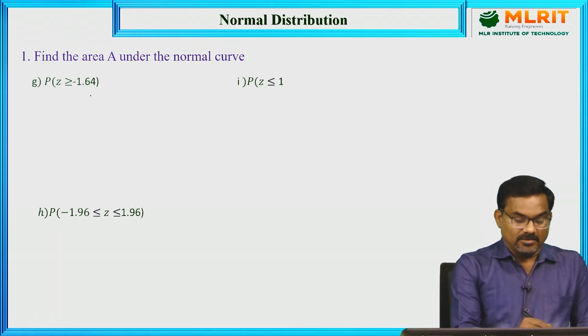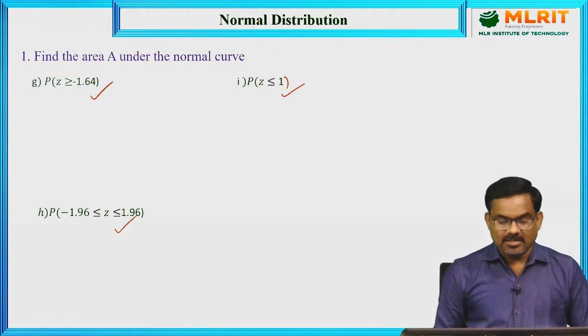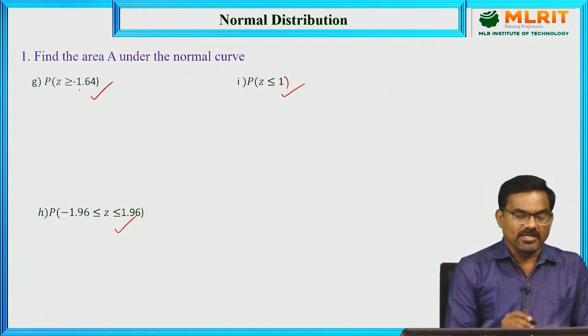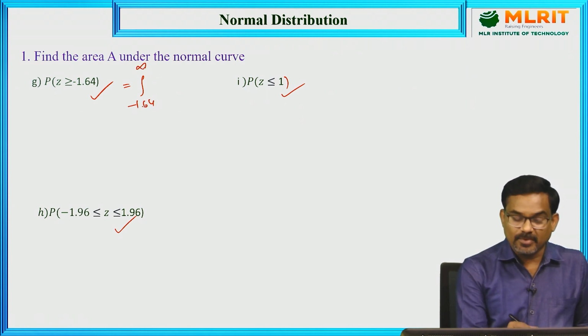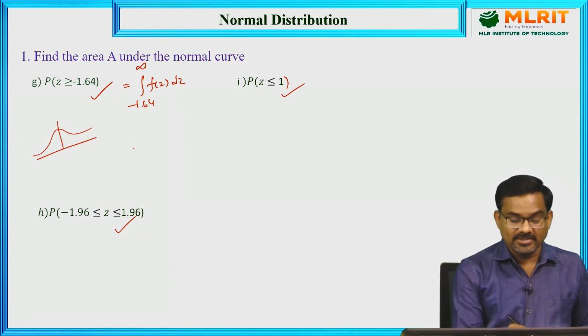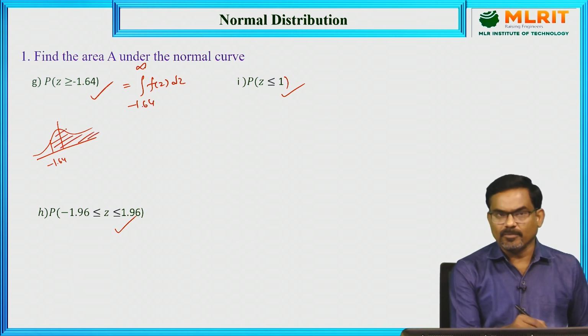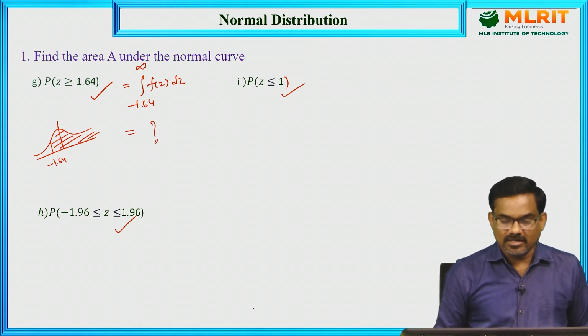Now similarly, these problems are given for practice. Pause the video and try to calculate the probability corresponding to z greater than or equal to minus 1.64, that means the integral from minus 1.64 to infinity of f of z dz. So draw the graph and denote the points, negative value here, and we need to calculate this right side region. Obviously it will be greater than 0.5, and you try to calculate this value using the standard normal table. So these problems are given as practice.